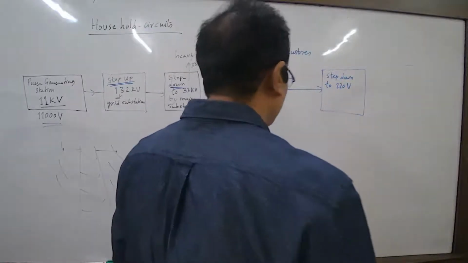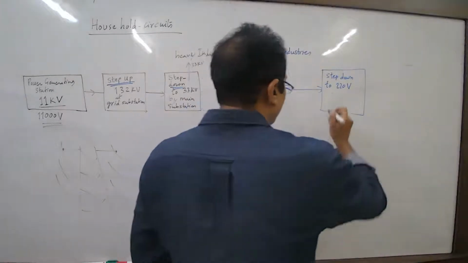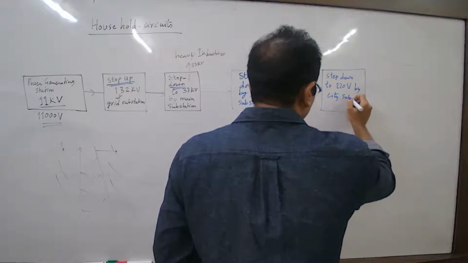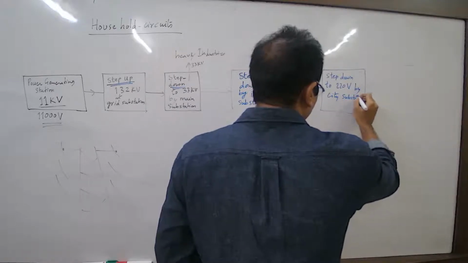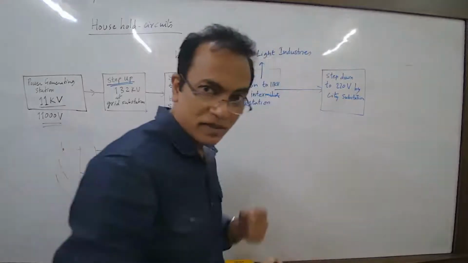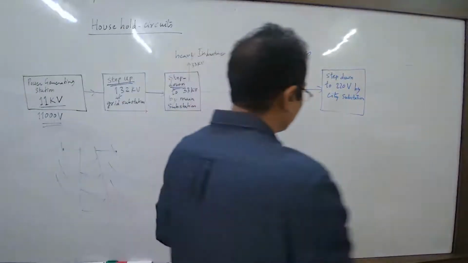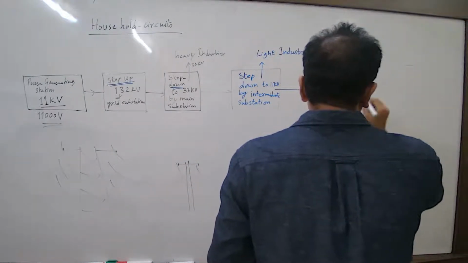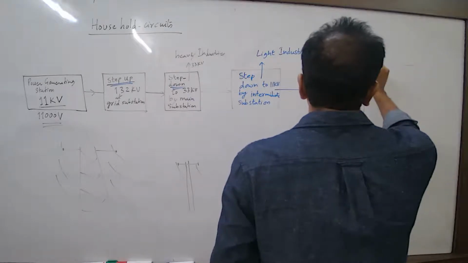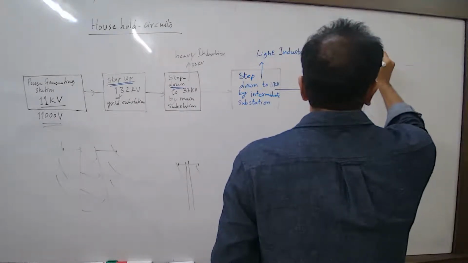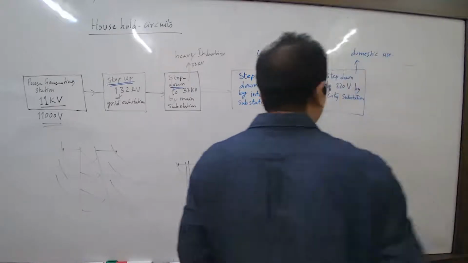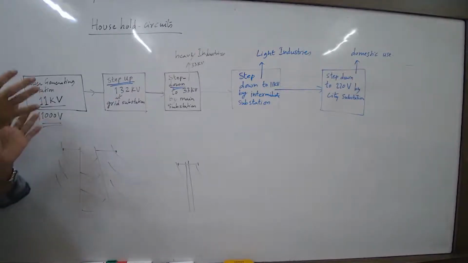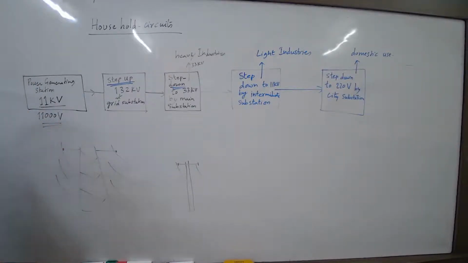Let's speak up. Step down further to 220 volt, and it is done by city substation. It's entering from small. So step down to 220 volt by city substation, and this is given for domestic use. House. Domestic use. Okay. So this is from production to distribution, right? So this is how it comes.